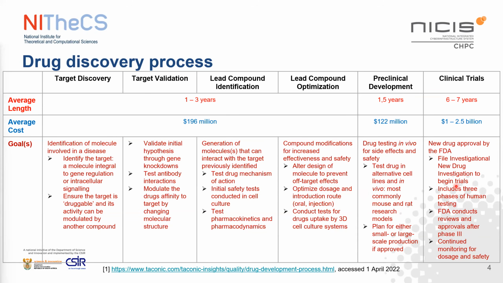You then make enough of it. You then start getting into the human phase trials. The FDA conducts reviews to check that everything is working fine, and it approves you after the phase 3 clinical trials. And then you continue monitoring for dosage and safety. And that's it, right? But as you can see, this is not a very simple process. It's not just like you develop a drug and it's in the market and you're done. You have to go through a stringent process before you can actually get this drug on the market. Okay.